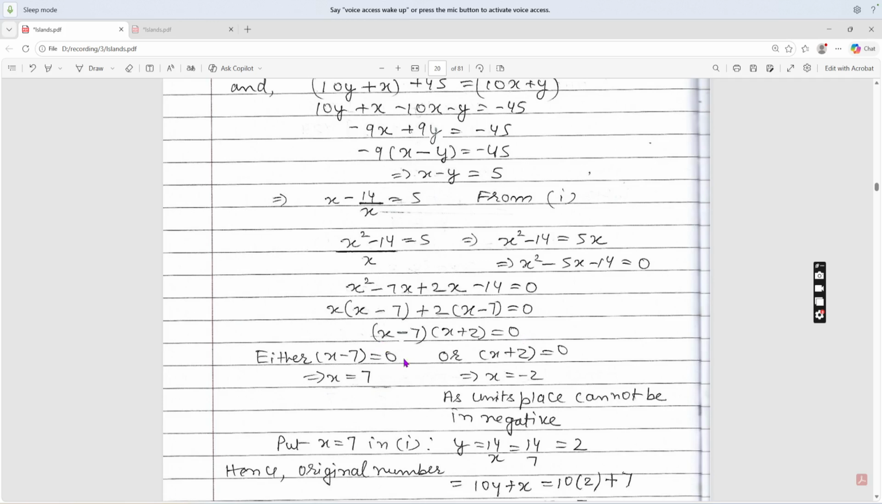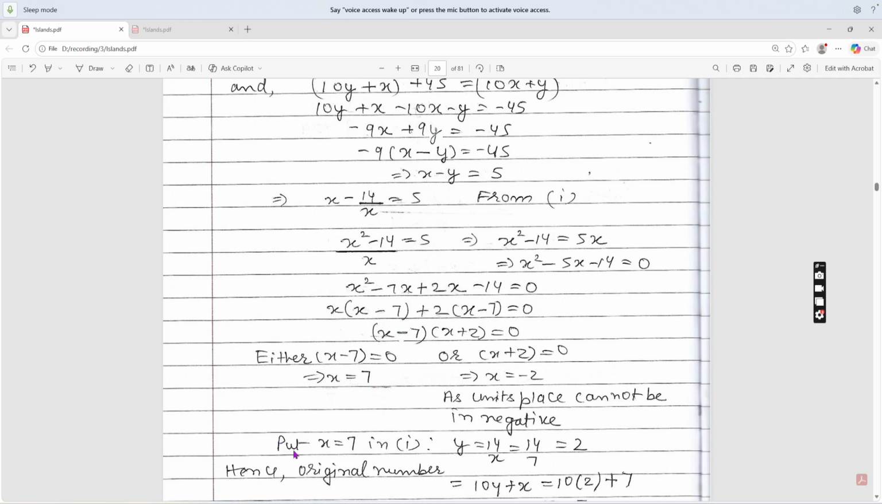Now either x minus 7 is equal to 0, means x is equal to 7, or x plus 2 is equal to 0, means x is equal to minus 2. Now this is again one more huge development, because whenever it is a quadratic equation, all its roots are not going to be valid in questions to solve the linear equations. Why? Because x is coming with minus sign. A digit cannot be in minus. A unit place cannot be in negative. That is why we have to discard x is equal to minus 2. But here x is equal to 7.